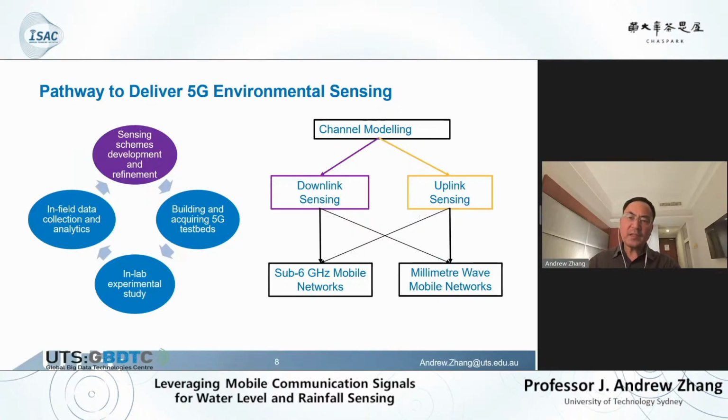We have also tested various mobile systems, including the sub-6 gigahertz conventional frequency bands, for example around 3 gigahertz for IoT and 5G systems. We also tested millimeter wave mobile networks.